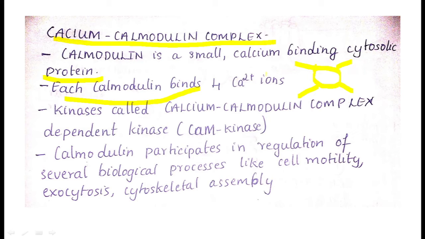So calmodulin participates in the regulation of several biological processes like cell motility, exocytosis and cytoskeletal assembly. This is very important for all of us to understand. So calmodulin is a protein to which the calcium binds, and it participates in various processes: cell motility, exocytosis and assembly of the cytoskeleton.